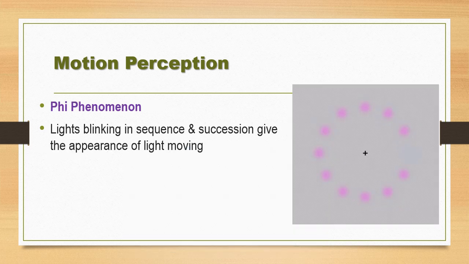And the phi phenomenon is showing up here in this GIF. The lights look like they're blinking in sequence and succession, and it gives you the appearance that the light is moving. But all we're actually doing is just having the colors appear and not appear, and there's actually no movement happening. It's an optical illusion. But this is how our brain can be tricked, again with visual capture, into seeing movement where no movement exists.